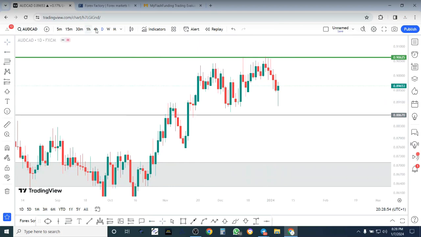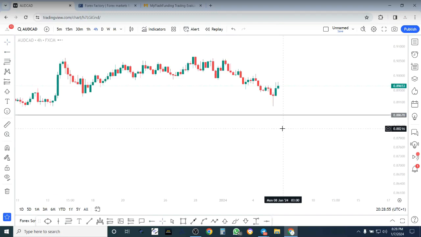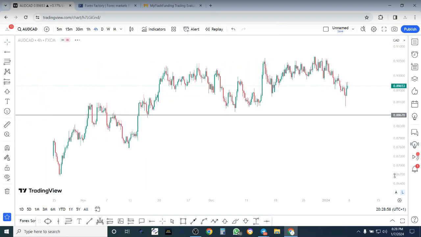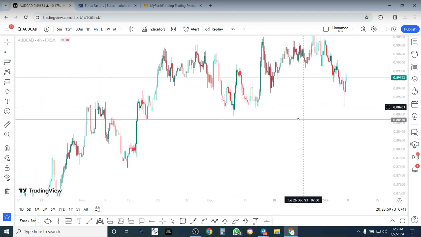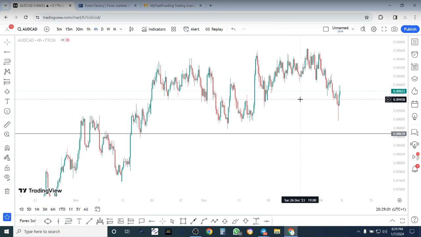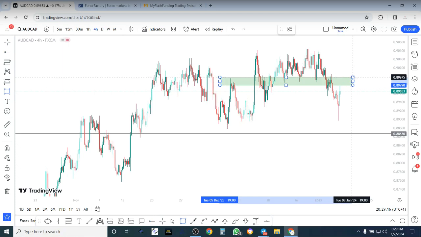But let's look at the 4-hour time frame. Let's look for zones that we can plot. So on the 4-hour time frame, whether you are trading SMC, ICT, or my own style, market structure wise, I can see a series of rejection here. This was a previous support region.